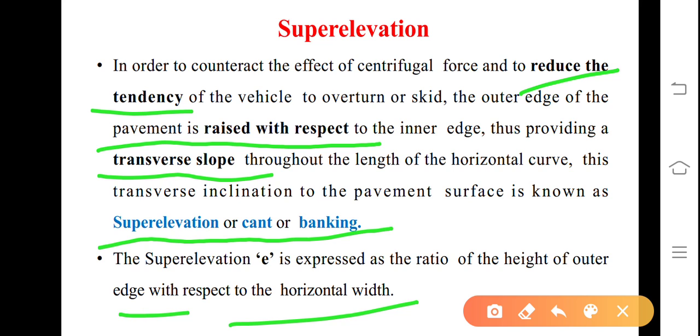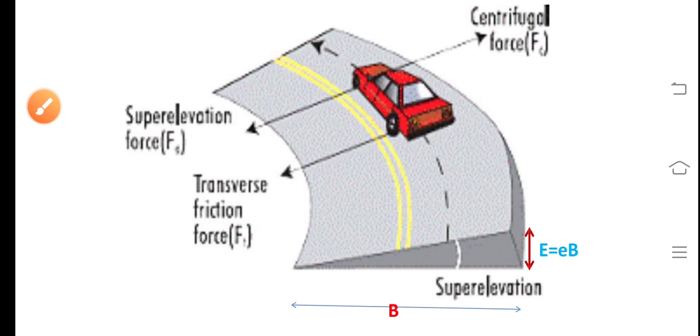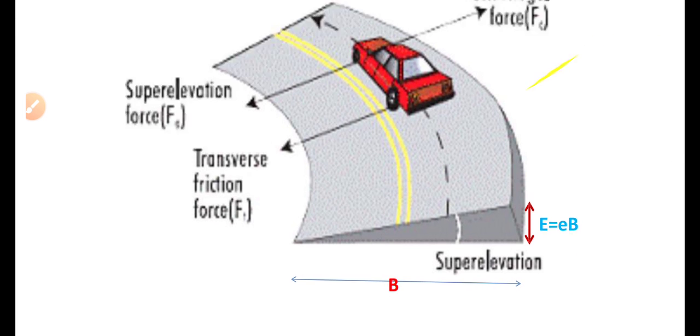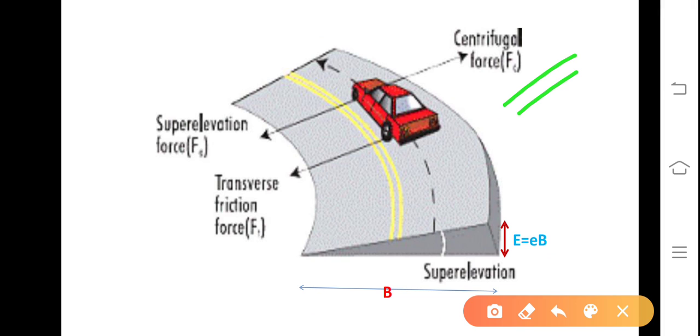e is equal to the height of the outer edge, E, divided by the total horizontal width B. In the next slide you will come across this formula very clearly with a figure. We will see here: when the vehicle is negotiating the horizontal curve, in this direction of movement, this is the left hand curve that you studied in Surveying 1. This is the centrifugal force F. This is the rise. e is equal to E by B, where E is the height by which the outer edge of the pavement is raised with respect to the inner edge. This is the outer edge, this is the inner edge with respect to the left hand curve. So superelevation and transverse frictional coefficient act because of these two wheels.